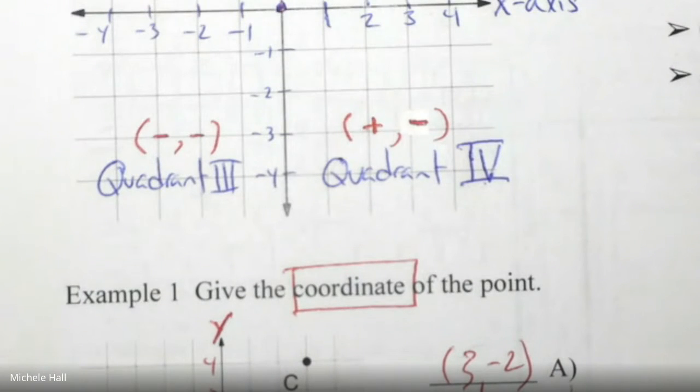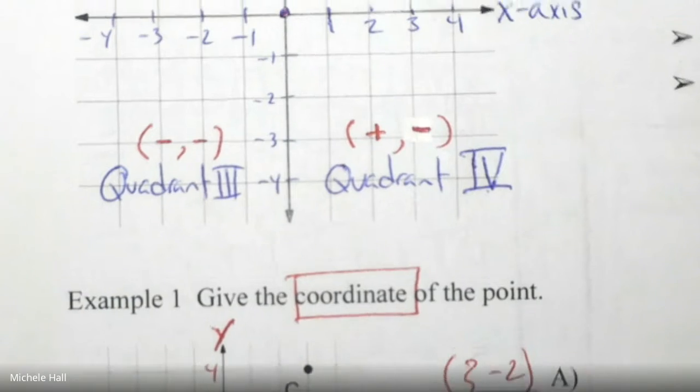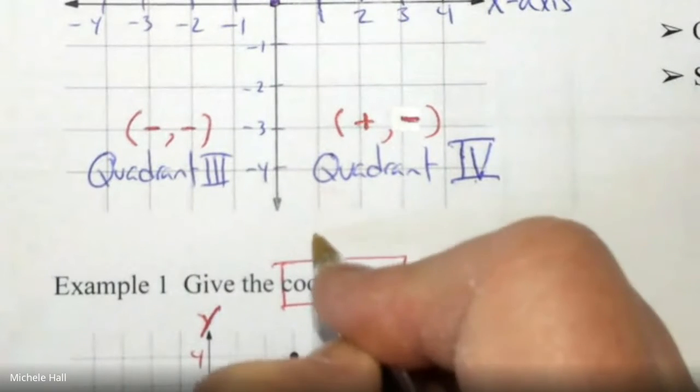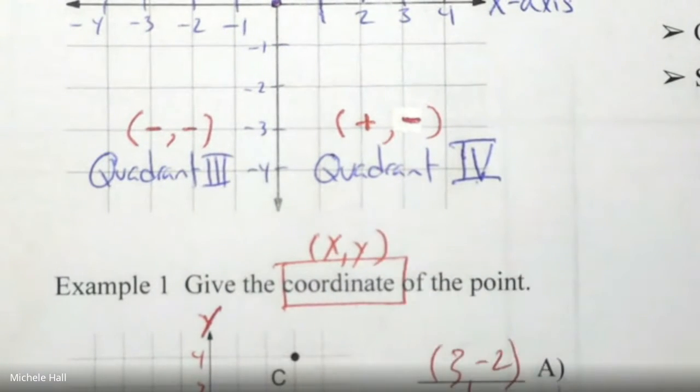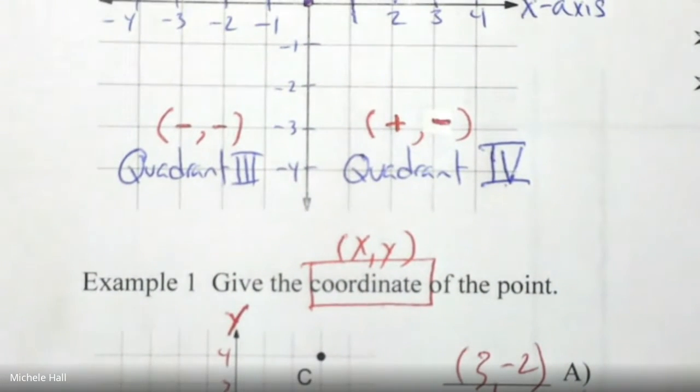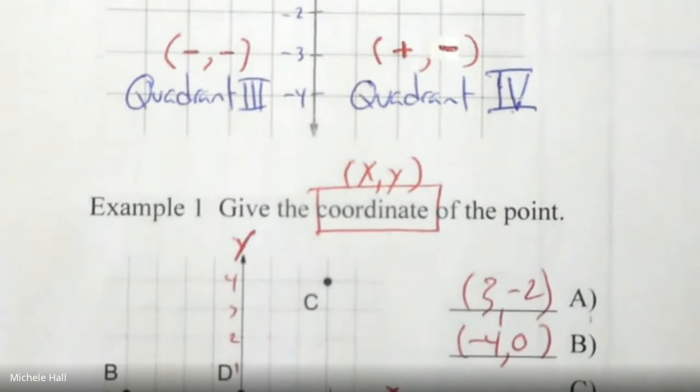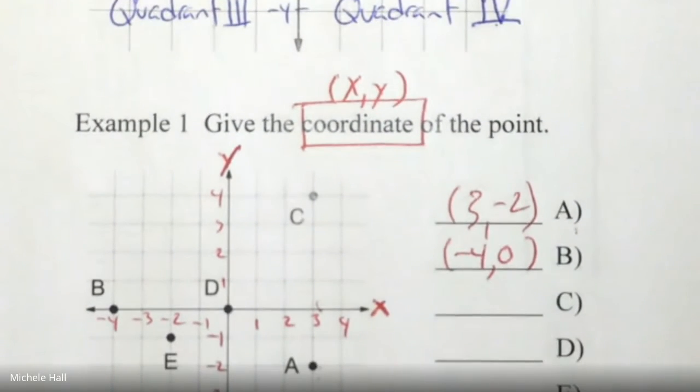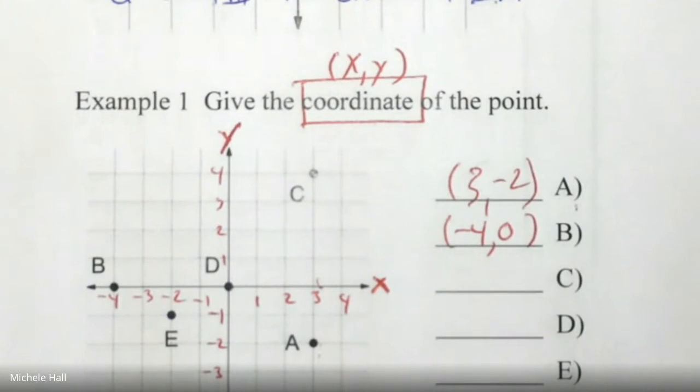Students confuse the word coordinate with quadrant. Quadrant, 1, 2, 3, 4, and coordinate. The coordinate is an X, Y point. Those are definition words. Okay, try to find the coordinate C.